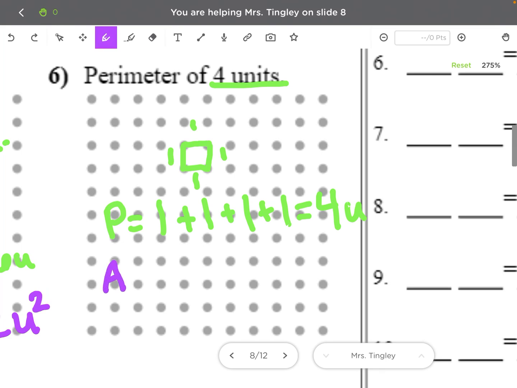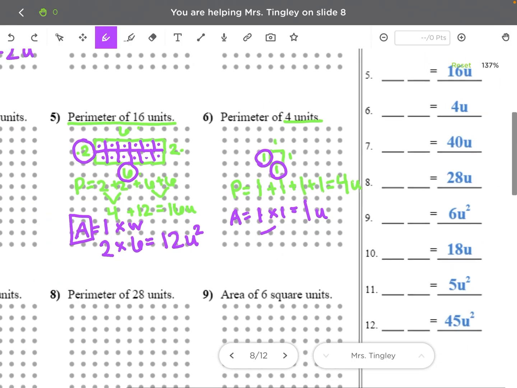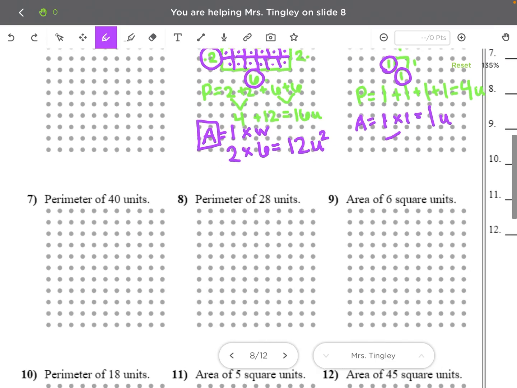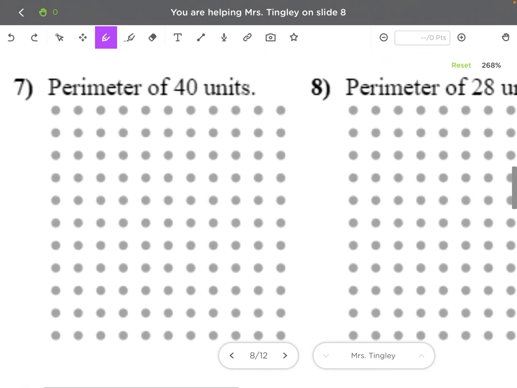Get your perimeter color, get your area color. And area, we multiply the length times the width. What is 1 times 1? Easy peasy. That is just 1 unit. Let's move on to number 7. The perimeter has 40 units.